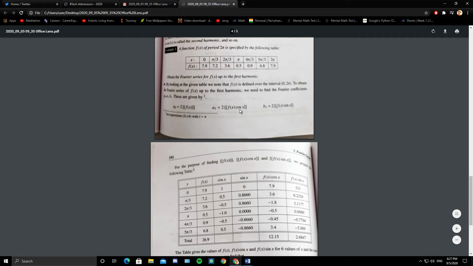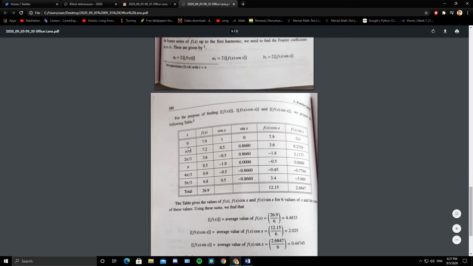So you have f of x. What you need is f of x cos x and f of x sin x. So you need a column for cos x, a column for sin x, and the products f of x cos x and f of x sin x. The first two columns are x and f of x, which are copied from the question.